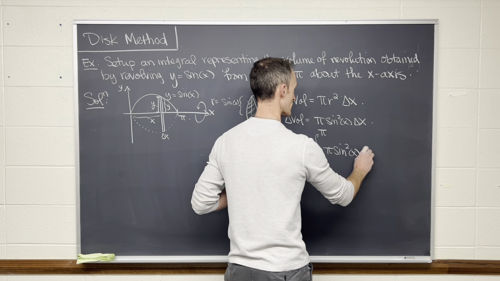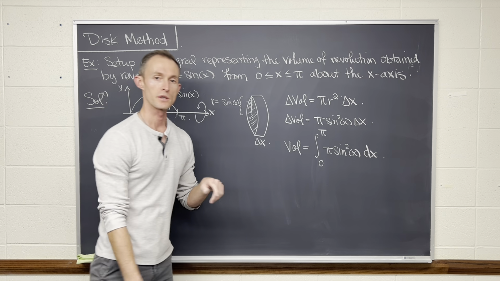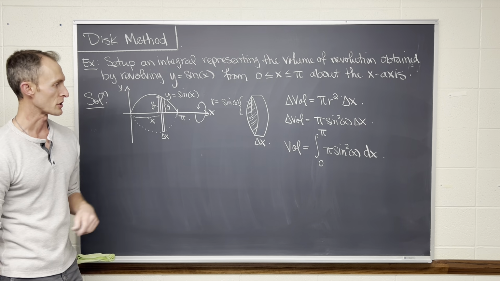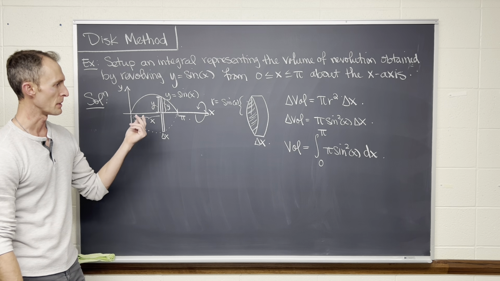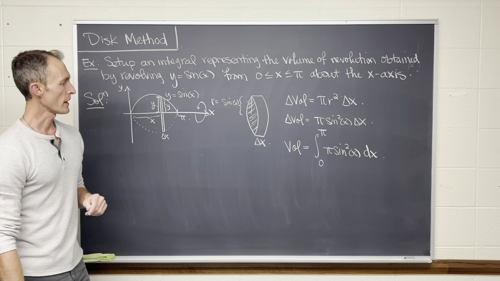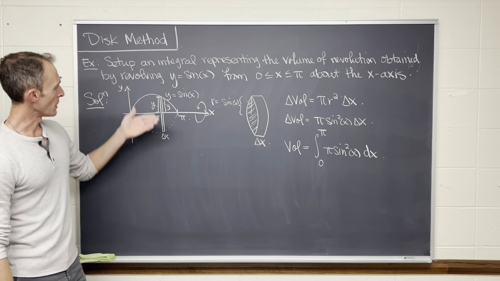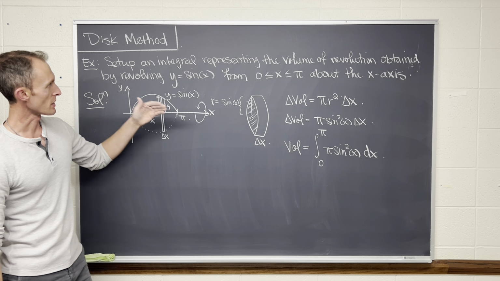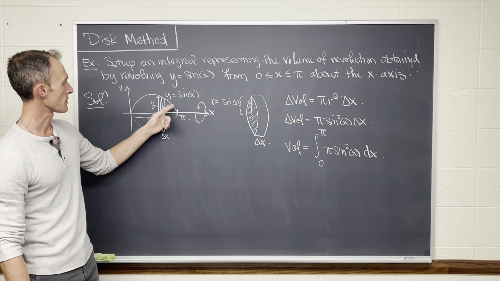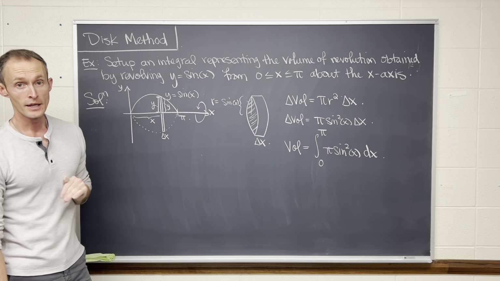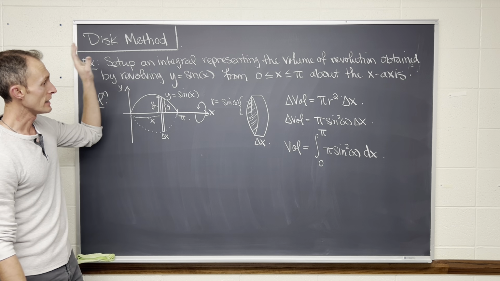Now what happens to the delta x? In the limit, that turns into the differential dx, which is how we measure distances and lengths and all that kind of stuff. So that will be the volume of this three-dimensional object, which was obtained by taking the area in the first quadrant and revolving it about the x-axis. So that is the disk method.